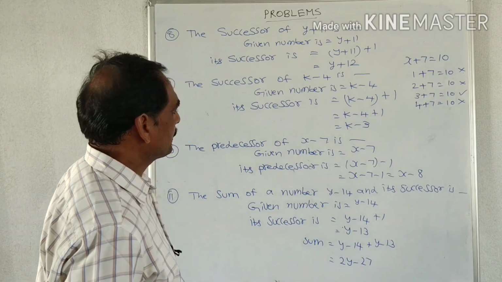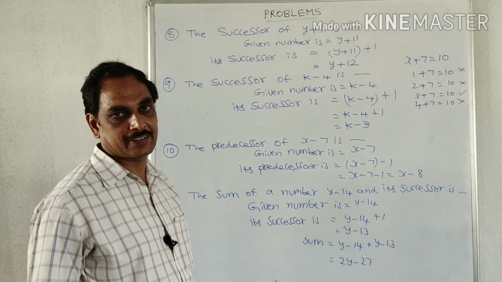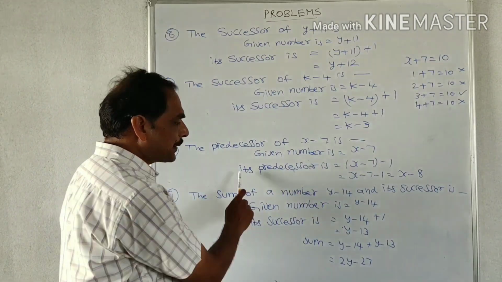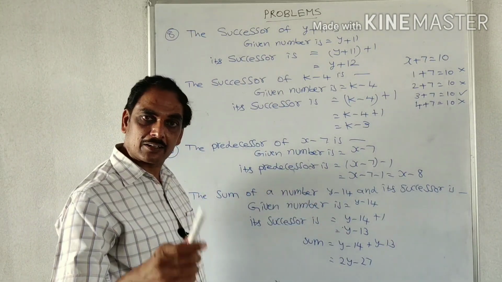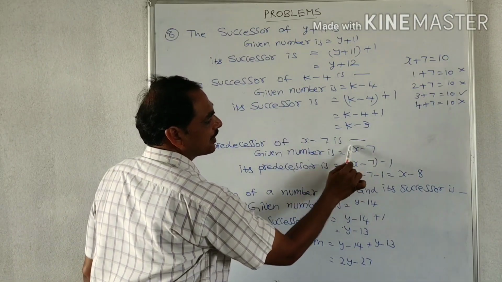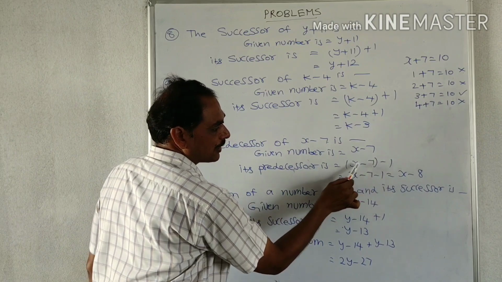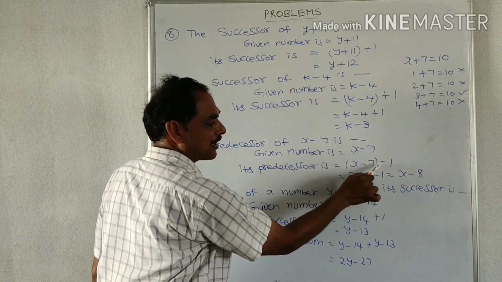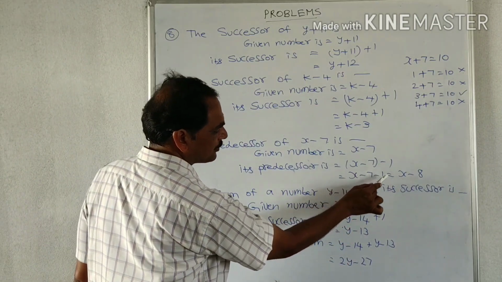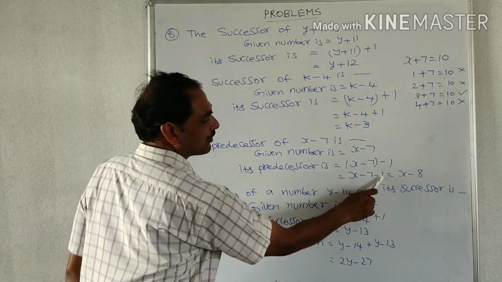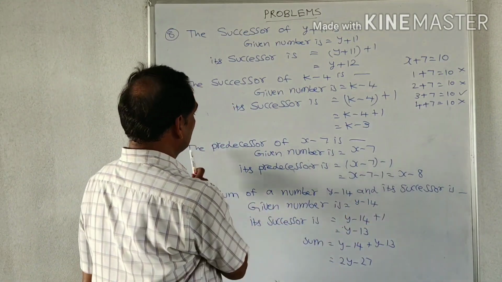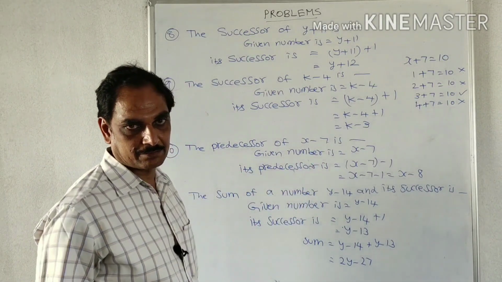Next, the predecessor of x minus 7. The given number is x minus 7. Its predecessor means subtract 1 from the number. So given number x minus 7, subtract 1 from the given number, we write it as x minus 7 minus 1. Minus 7 minus 1 is minus 8. X is the variable. So x minus 8 is the predecessor of x minus 7.